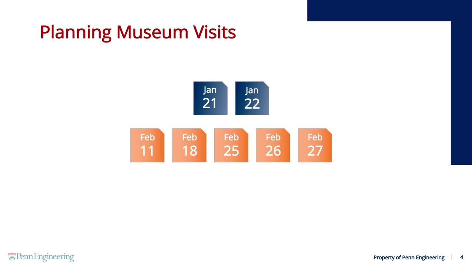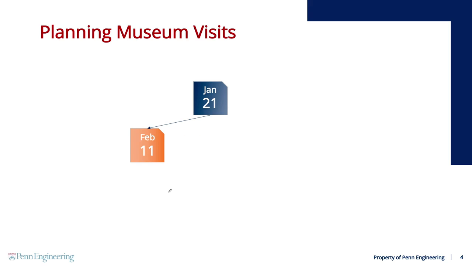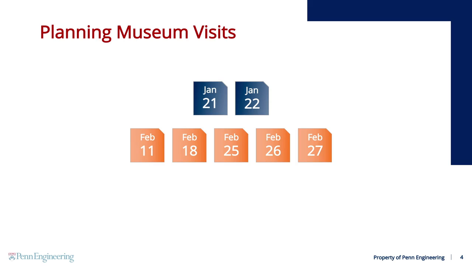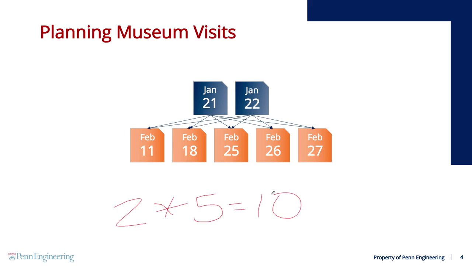Let's just look at January and February. For each of January's 2 options, there are 5 for February. So let's say I go on January 21. Then I can also go on February 11, or February 18, or February 25, or February 26, or February 27. If instead of January 21, I go on January 22, then I can also go on February 11, February 18, and so on. So just for January and February, there are 2 times 5 equals 10 different combinations, because there are 2 options for January, and for each of these, there are 5 different options for February.